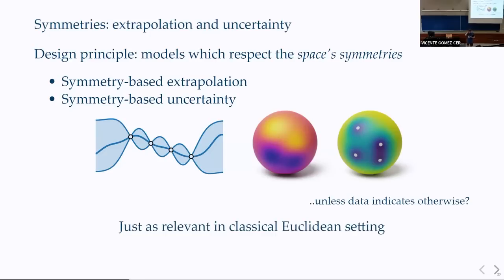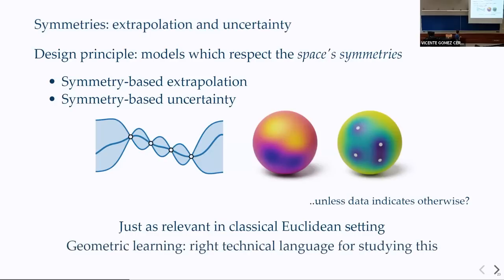Now, again, these ideas are just as relevant in the classical non-geometric Euclidean setting. But the argument I'd like to make to you is that geometric learning is, in some sense, the right technical language for studying problems like this. In particular, because you then start talking about symmetries, and you have a reasonably rich set of mathematics within which to probe what is going on, and a large set of interesting examples that behave in all kinds of different ways with which to study questions of this kind.